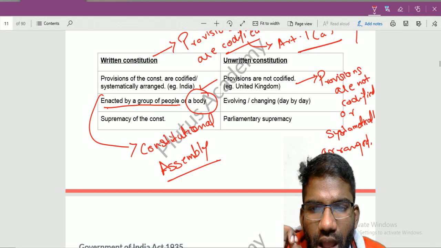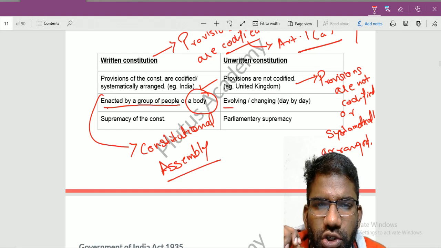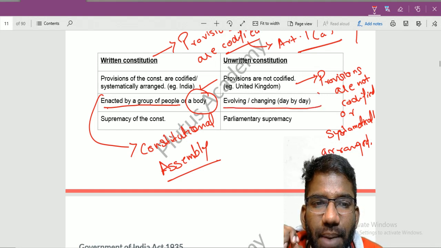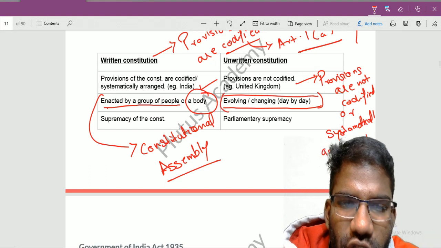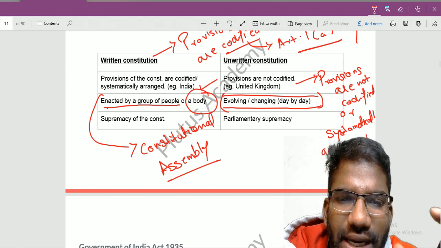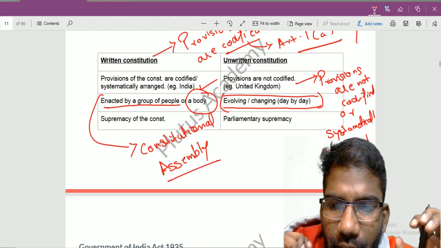An unwritten constitution is a constitution which is evolving and changing day by day. It keeps on evolving, it keeps on adding new rules. It is not enacted by a group or body of people.